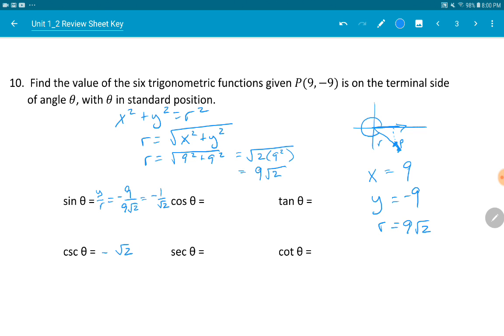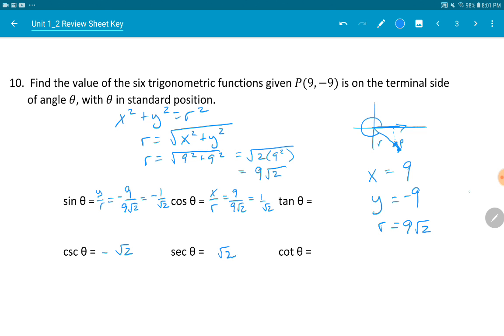Cosine is x over r. X is positive 9 over 9 radical 2, which is going to give me a positive 1 over radical 2, which means the secant is going to be a positive radical 2.